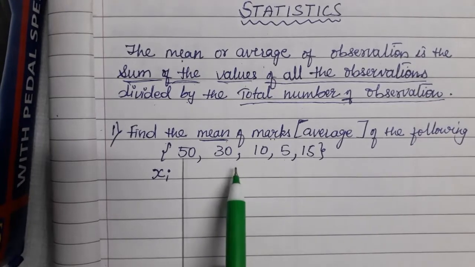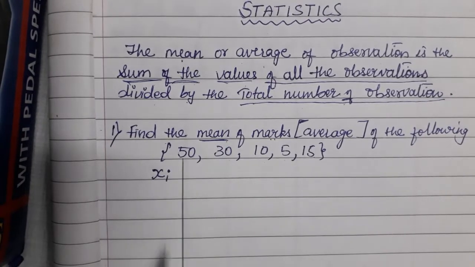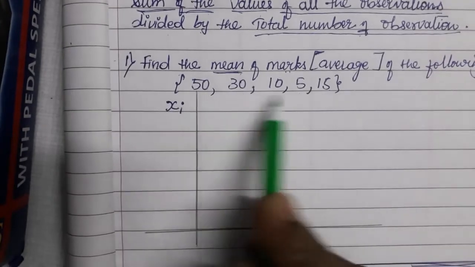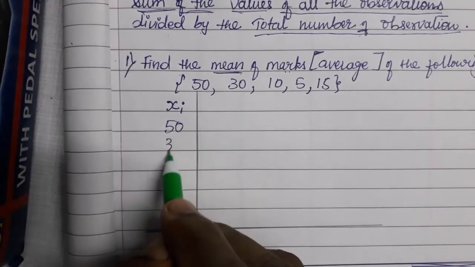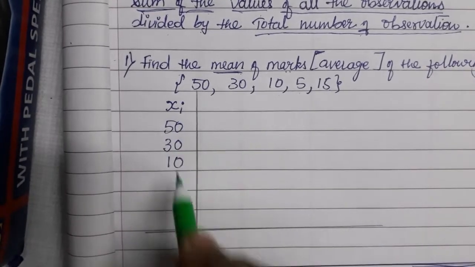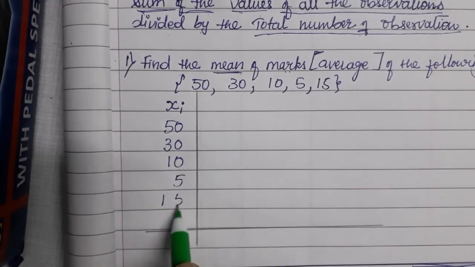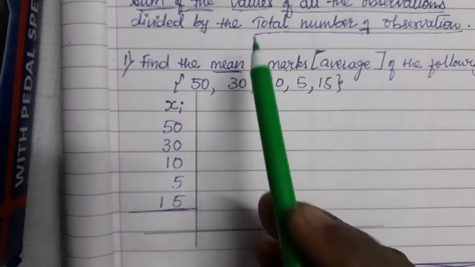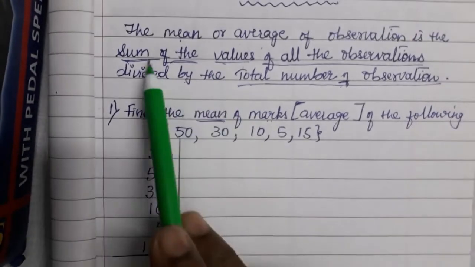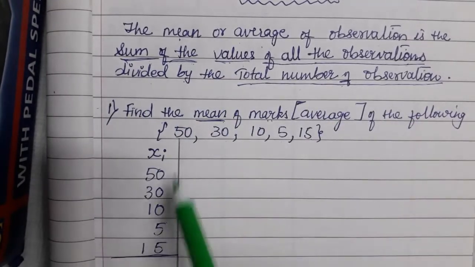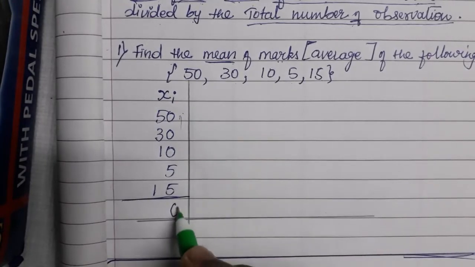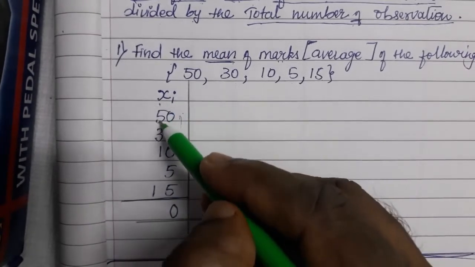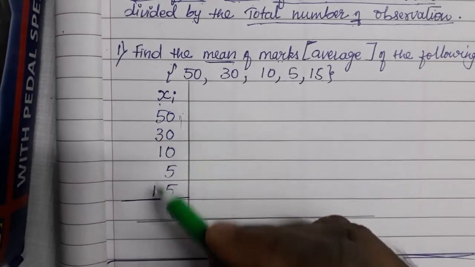So first what we will do, we will arrange all these numbers vertically. The scores will be represented as xi. So first is 50. Order is not important. You can write as it is, 30. Next is 10, 5, 15. Now we have to add this. You know the meaning of the mean: sum of the values of all observations. Each score itself is called an observation. We will add this. 5 plus 5, 10. 1 carry. 5, 6, 7, 8, 9, 10, 11.